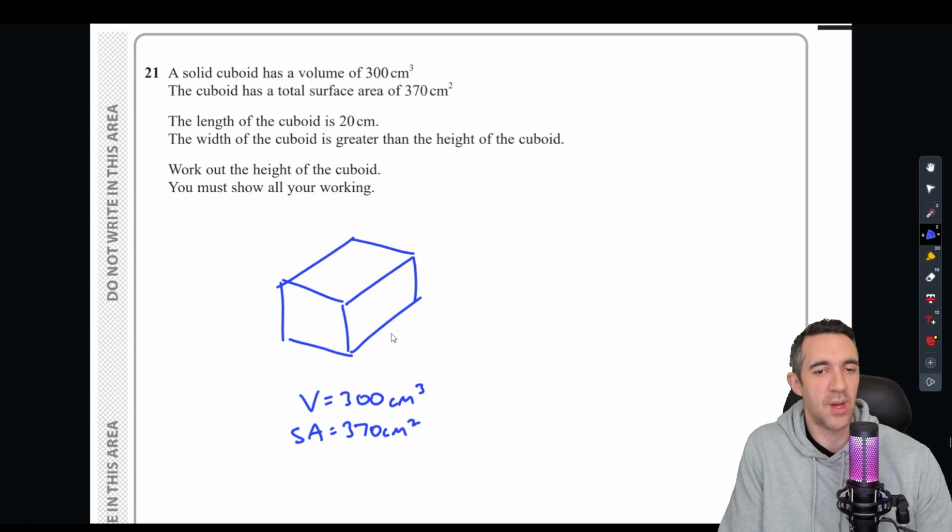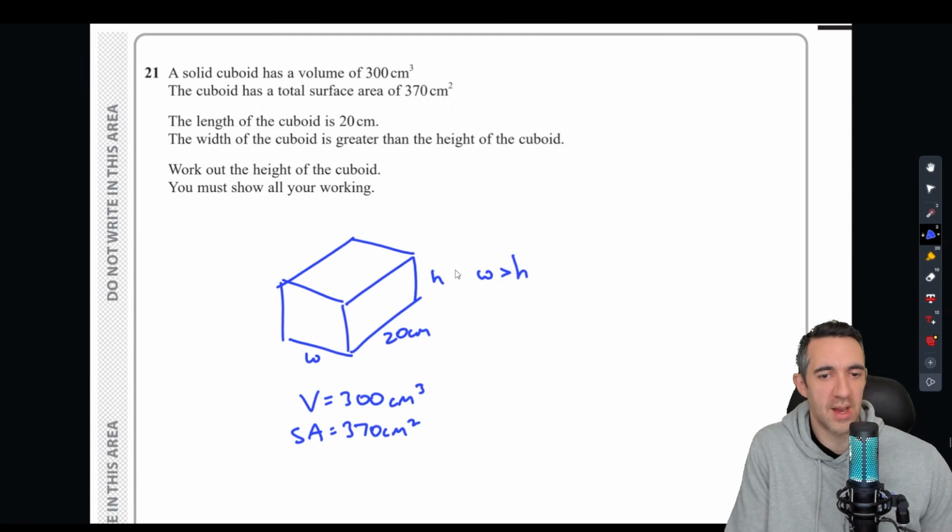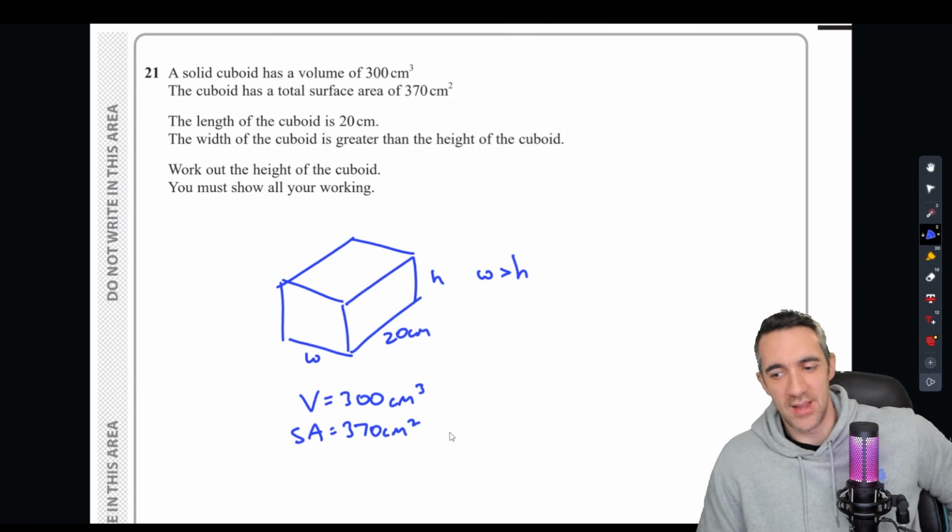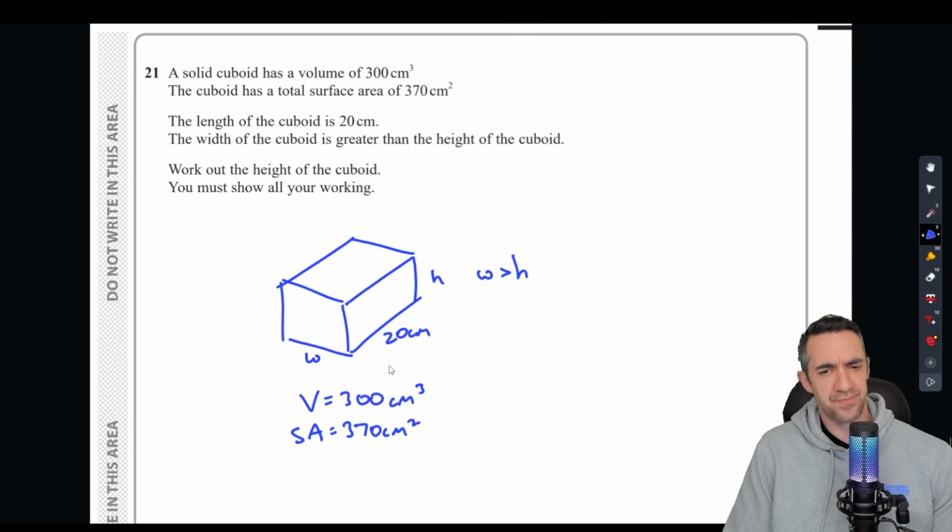The length of the cuboid is 20. Doesn't matter which one we call that. Let's call it there, 20 centimeters. The width of the cuboid is greater than the height. So if I call that the width and that the height, and then just make a reminder that the width is greater than the height. And our aim is to work out the height. Well, it's not a lot here, is there? So we're going to have to kind of puzzle this one through.